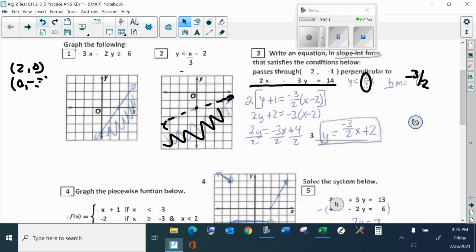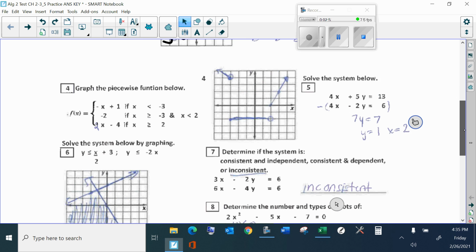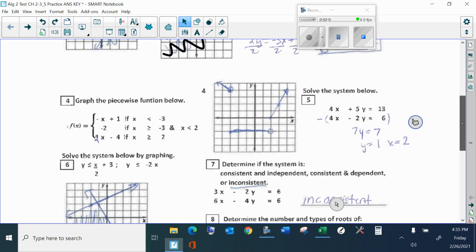Now I can use point-slope form: y minus the y coordinate, so it makes it y plus 1, equals the perpendicular slope, -3/2, times x minus 2. I can get rid of the fraction by multiplying by the common denominator of 2 all the way through. Then I distribute the 3 through, and I get -3x plus 6, subtract the 2 across, -3x plus 4, and last step, divide each by 2, and I get y equals -3/2 x plus 2. You've got all the work right there. And this is all right from your homework assignments, so you've done plenty of these already.